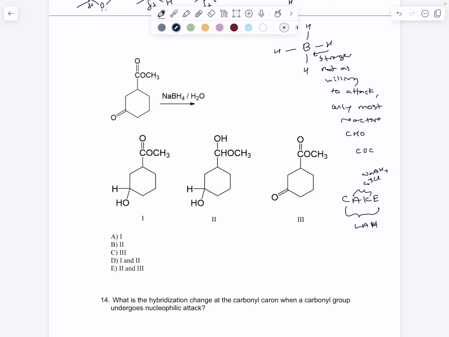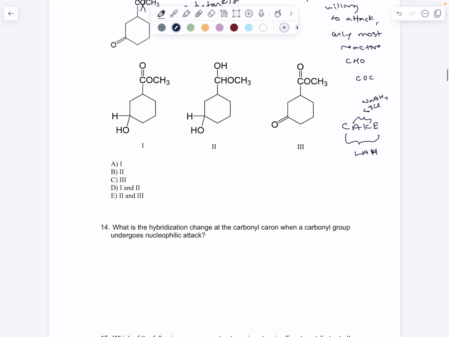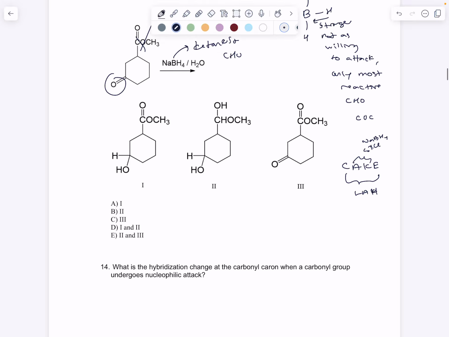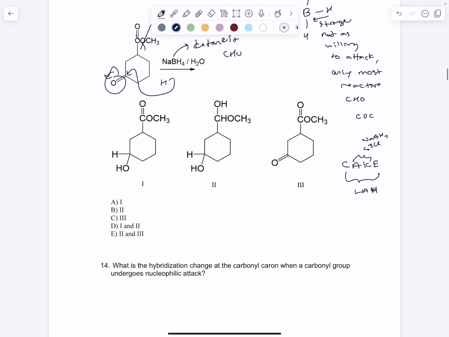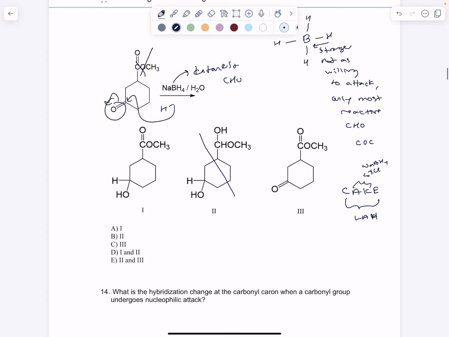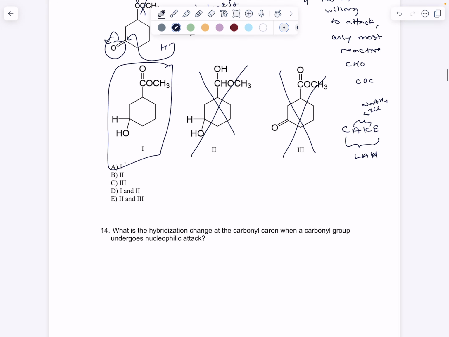So now, if we're looking at this, NaBH4, we know it can only react with ketones and aldehydes. So it's not going to react with this over here. It'll only react with this, and it basically acts as a hydride and converts this to an alcohol. So I'm looking for something that does not have the ester messed with, so it can only be 1 or 3. But 3 has no change that's happened to it at all. So it can only be 1. So the answer must be A. The rest of these are not possible.